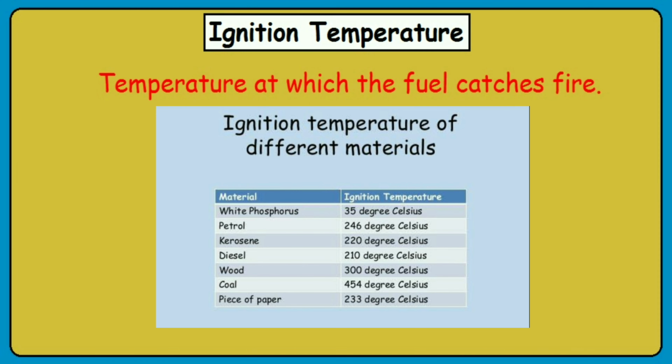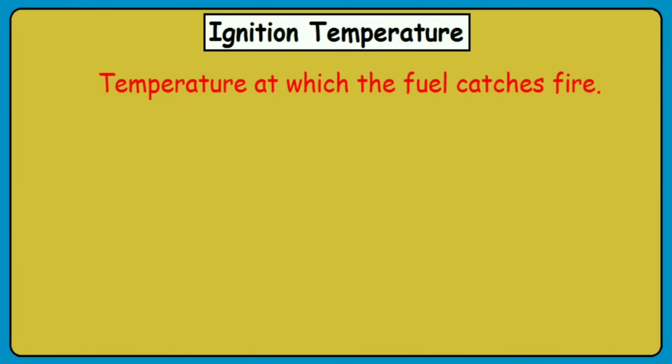Second, optimum ignition temperature. Ignition temperature is the minimum temperature at which any substance catches fire or starts to burn. Obviously, if the ignition temperature is low, then the object will catch fire even at room temperature. And if it is high, then we will need to spend a lot of energy to make it burn. Therefore, ignition temperature should be optimum. It should not be much higher and it should not be much lower.